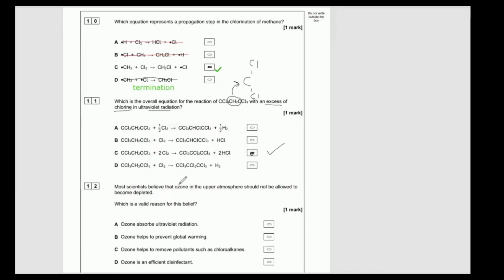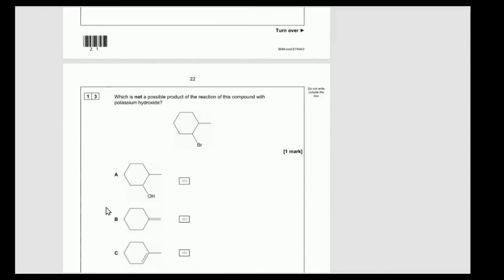Question 12. Most scientists believe that ozone in the upper atmosphere should not be allowed to become depleted. What's the valid reason? Well, ozone absorbs ultraviolet radiation. It doesn't help prevent global warming, and it doesn't help to remove pollutants such as chloroalkanes. However, it can be used to kill viruses and bacteria, but that's nothing to do with the depletion and why scientists are worried about its depletion in the atmosphere. So the answer is A.